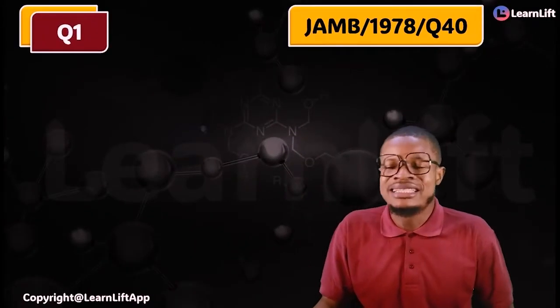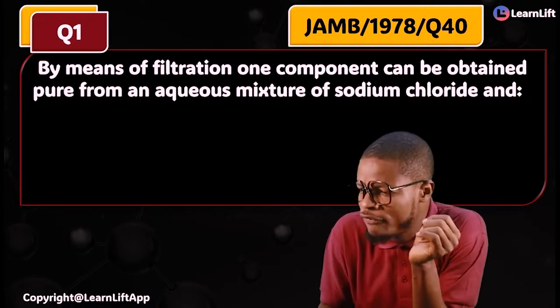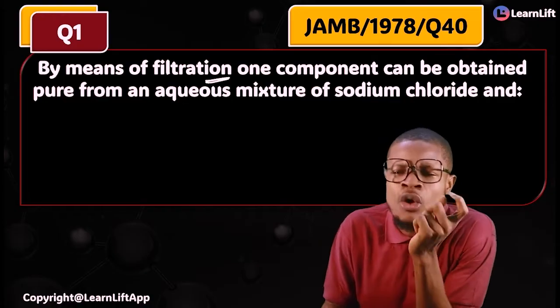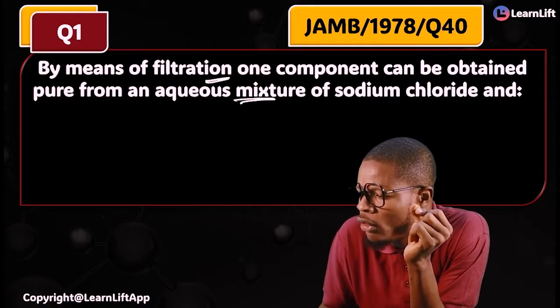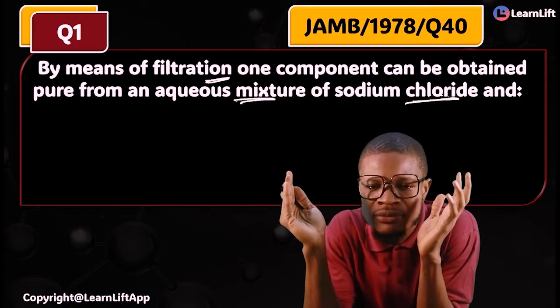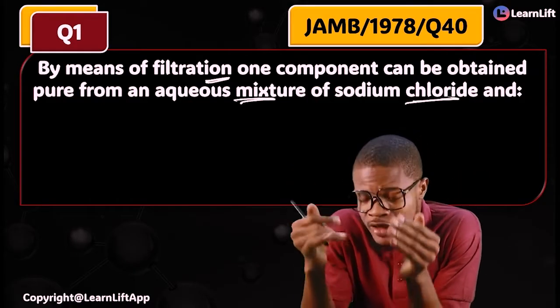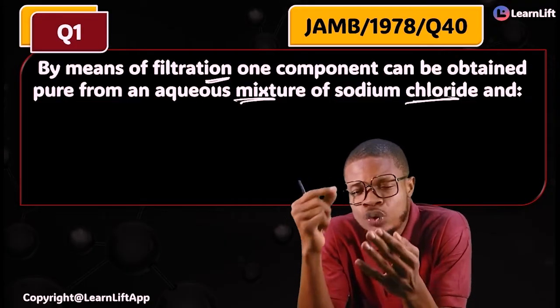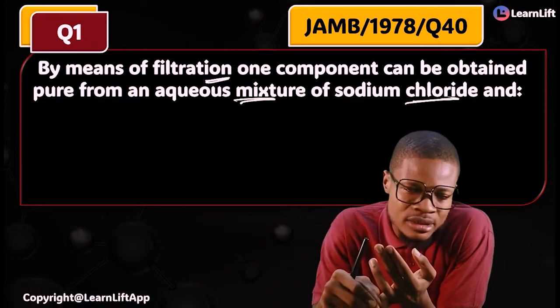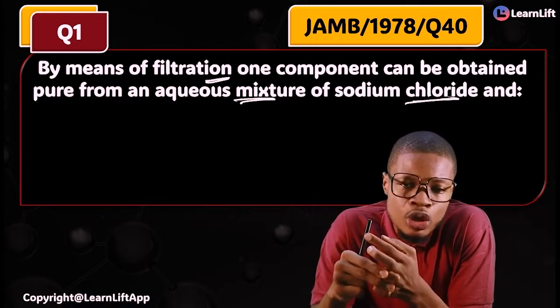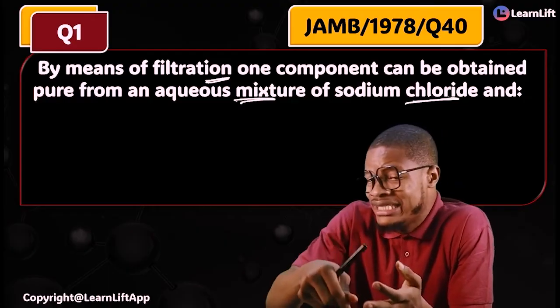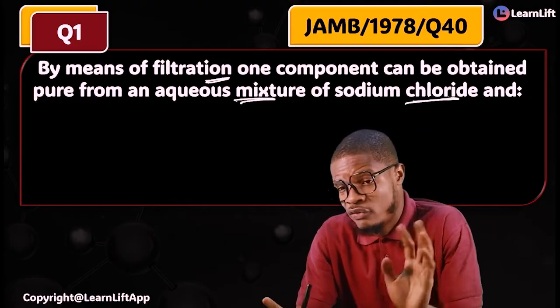In Jamb 1978 question 40, Jamb asks this beautiful question, and the question says, by means of filtration, one component can be obtained pure from an aqueous mixture of sodium chloride and what? In filtration, something should come into your mind. You need your liquid, which is the solvent, and you need your solute, which is insoluble in the solvent. Don't forget that. That's for filtration for you.